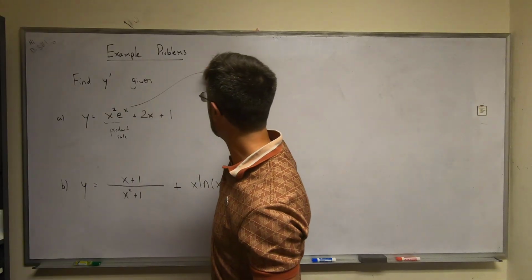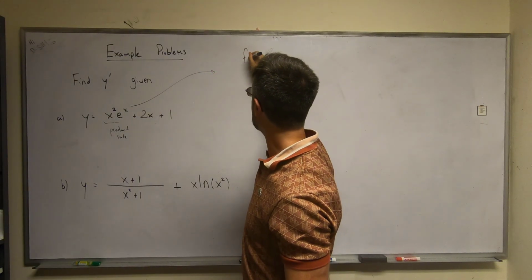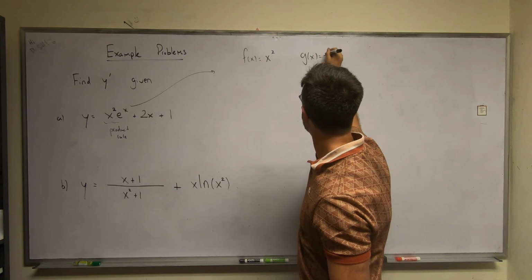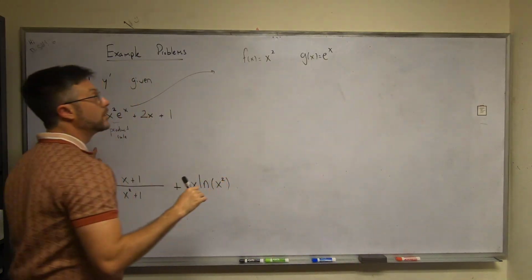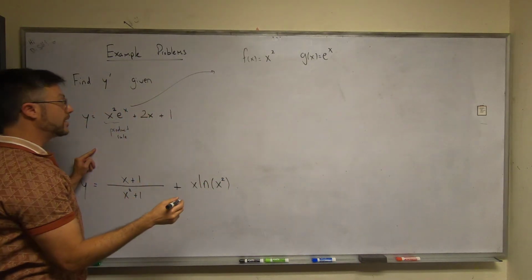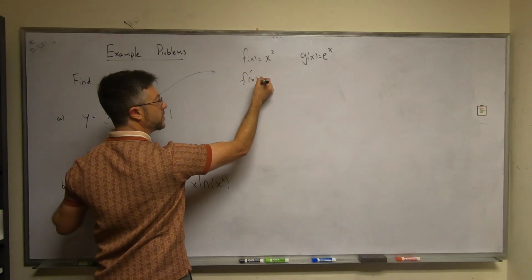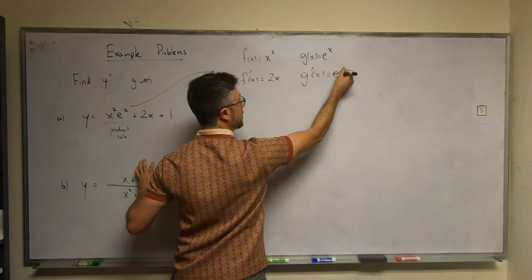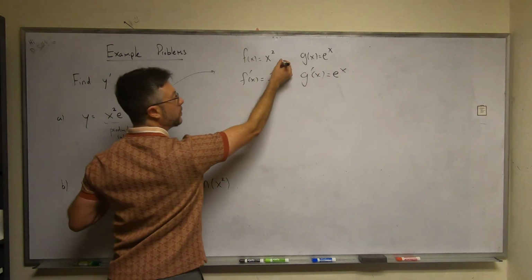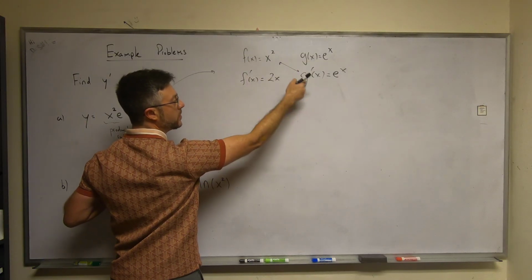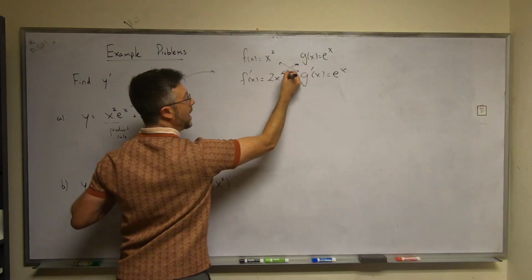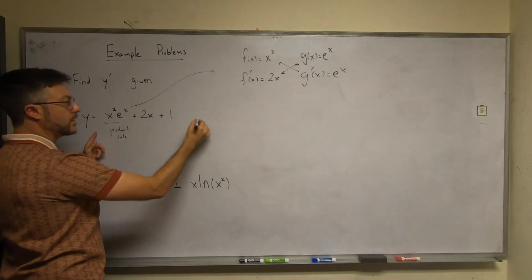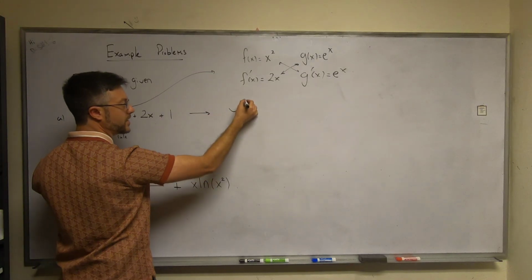Pulling this piece off on the side, we could make our labelings for the functions f and g as follows. The first function is x squared and the second function is e to the x. These two functions have first derivatives of 2x and e to the x respectively. The product rule has us multiply one function by the other's derivative, and we add that to the derivative of the first function multiplied by the second. So then I'll pull the solution off over on the side here.